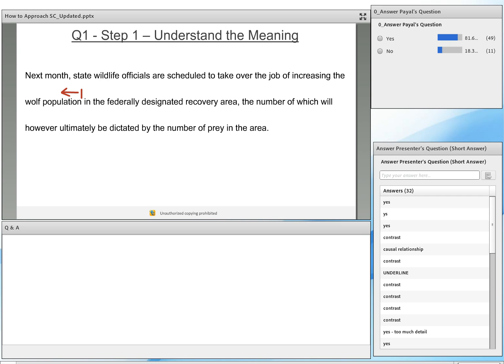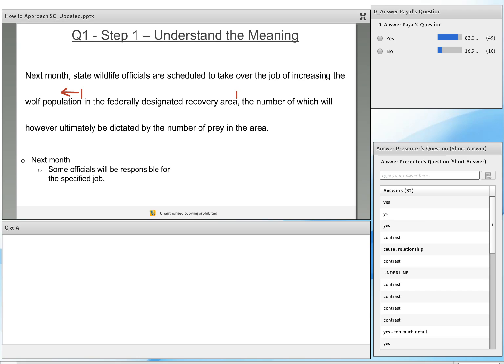Okay. So next month something is going to happen. What is going to happen? Some officials will take up the job of doing something. Doing what? Increasing the wolf population. Okay, so far so good. Now, in the federally designated recovery area, so wolf population where? Wolf population in this specific area. Okay, then there is a comma which makes for a natural pause, so I definitely paused here.